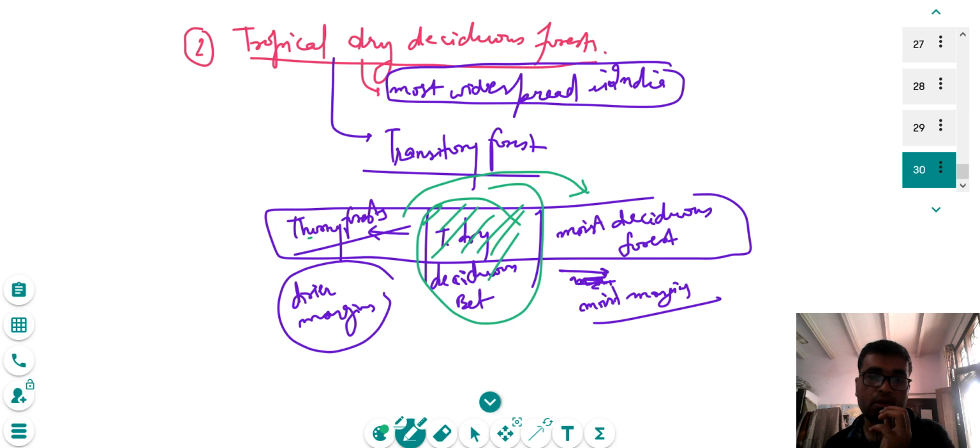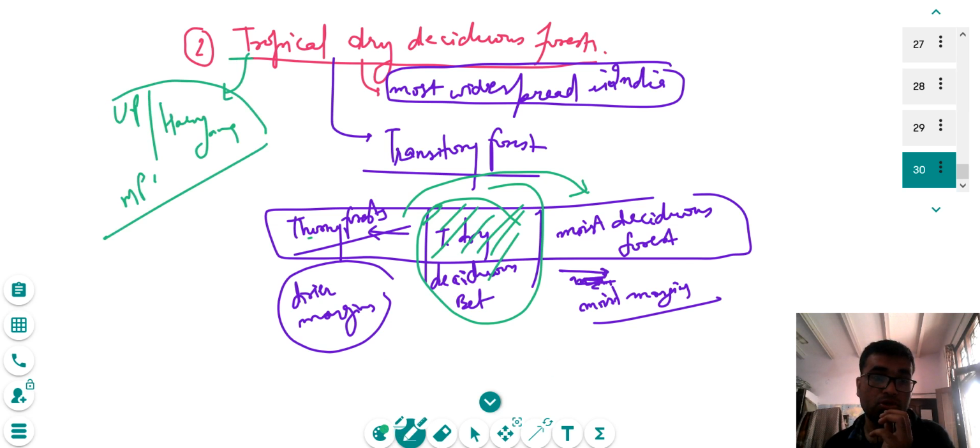Okay, so if you see their location, they are mainly found in the UP region, eastern Haryana particularly, most part of MP. So this is the region, along with the plateau interiors also.